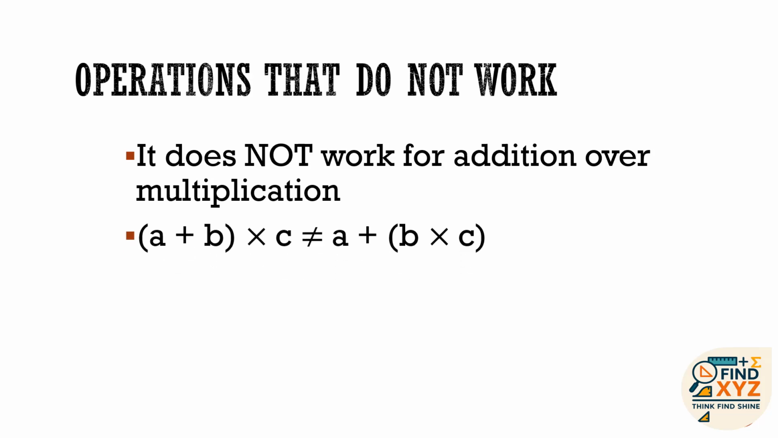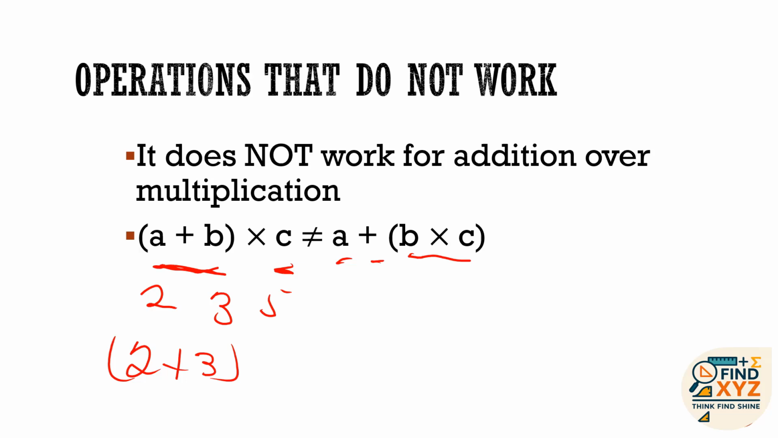Let's look at this. So given a plus b multiplying c, it is not the same as having a plus b times c. So let's use numbers to explain this. So let's use three numbers. Let's say I have 2, 3, and 5. So 2 plus 3 times 5 is not equal to 2 plus 3 times 5.